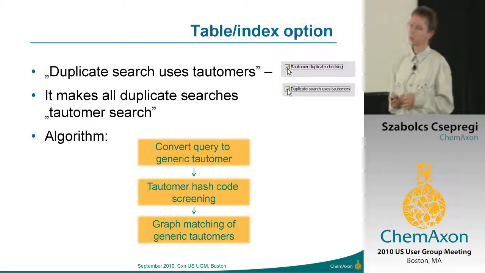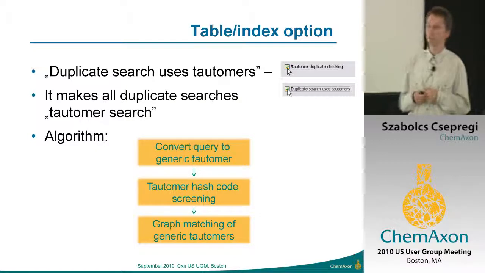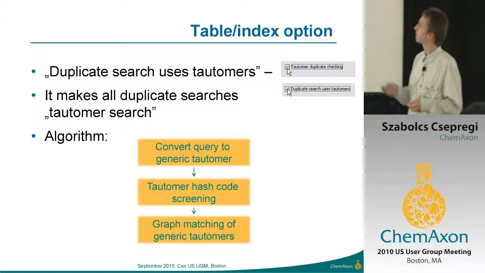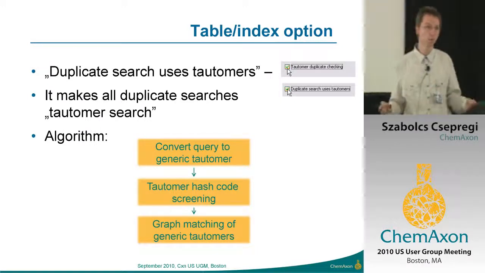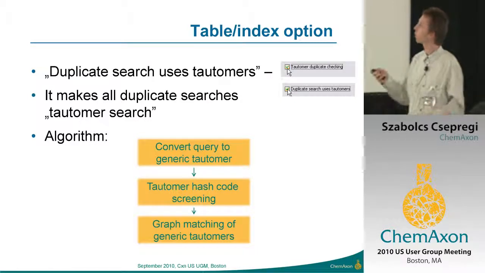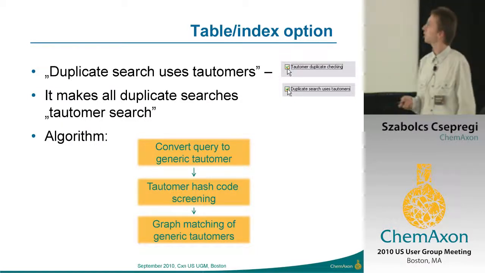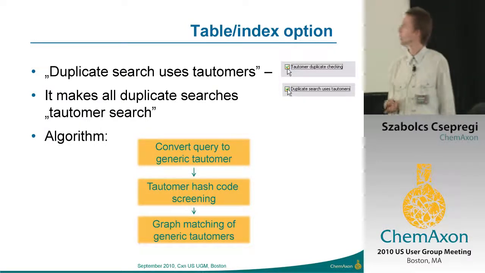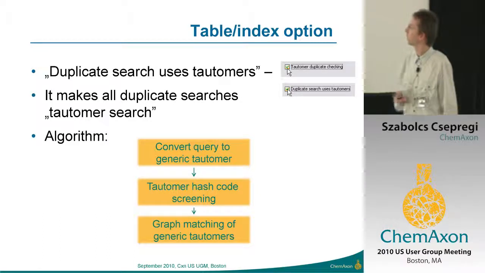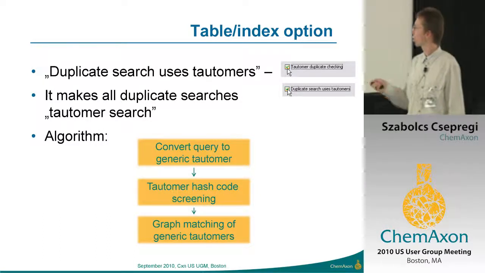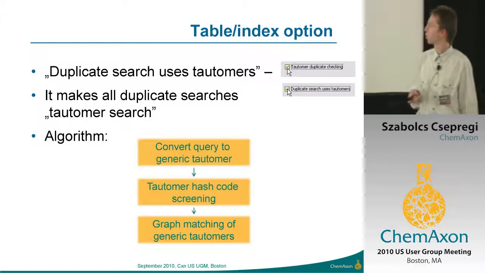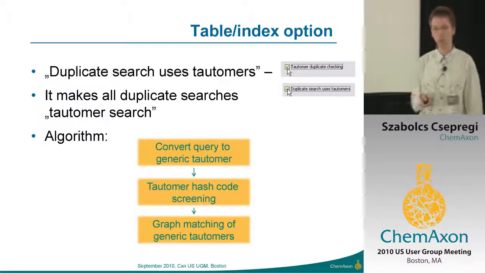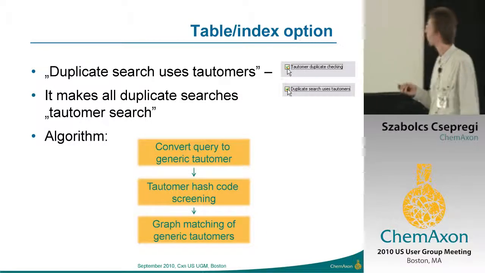The first method is a table option. It is called duplicate search uses tautomers. I think it's a quite descriptive name. When this option is on, it means that all the duplicate searches in that table will consider the tautomerization. For this method, we use the generic tautomer, and basically we convert the query to the generic tautomer, convert it to a hash code for screening, and we use that hash code and the generic tautomer in the atom-by-atom phase.